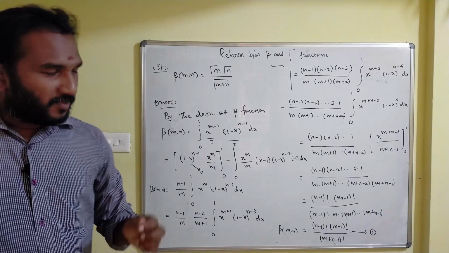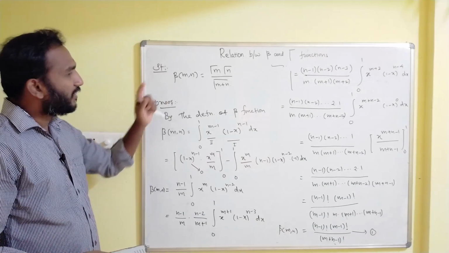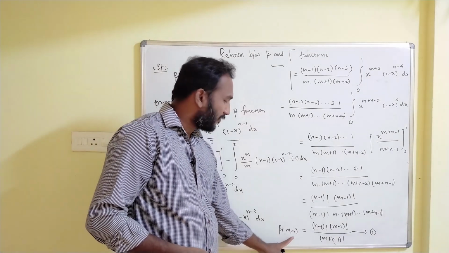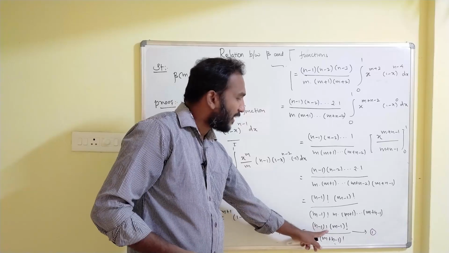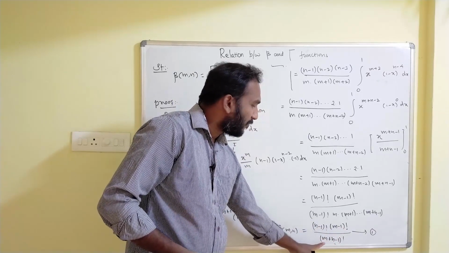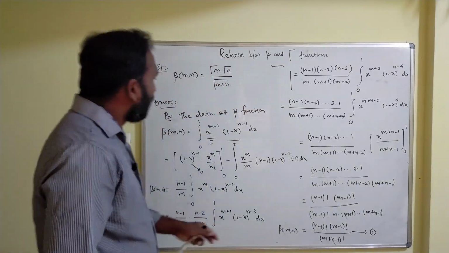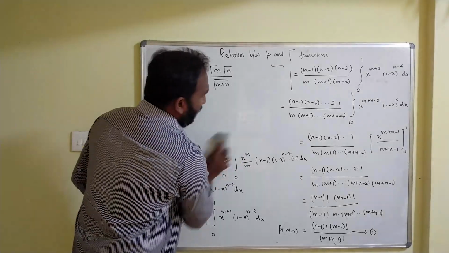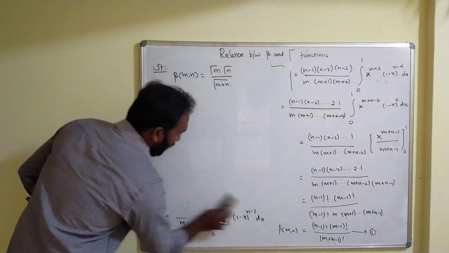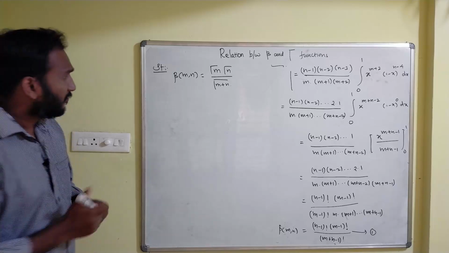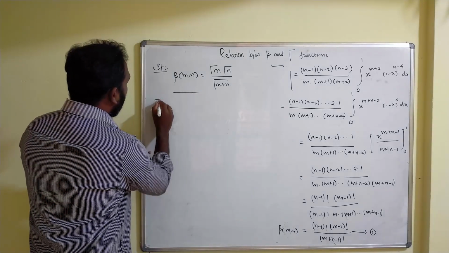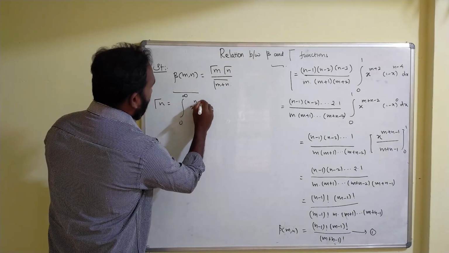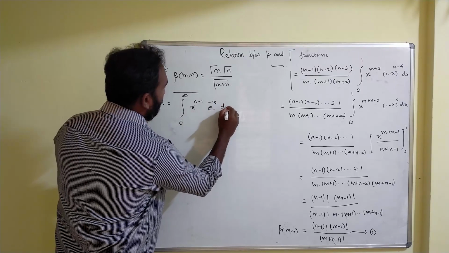Now this problem is a relation between beta and gamma function. Just now we got the value of beta, right? Beta of m comma n is equal to n minus 1 factorial into m minus 1 factorial divided by m plus n minus 1 factorial. Now we will do the gamma value. What is the gamma value? By the definition of gamma function, how can we write it? That is gamma of n is equal to integral 0 to infinity x power n minus 1 e power minus x into dx.